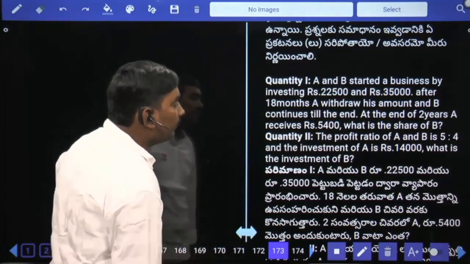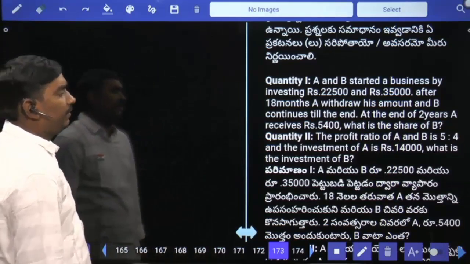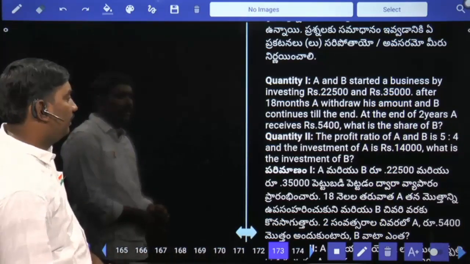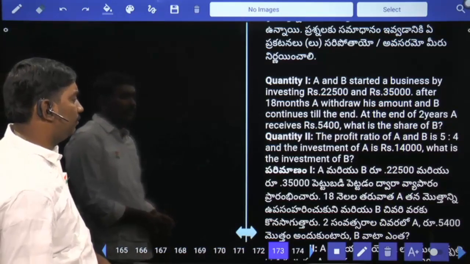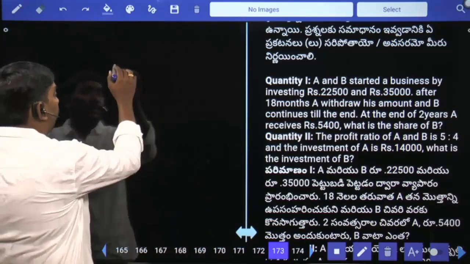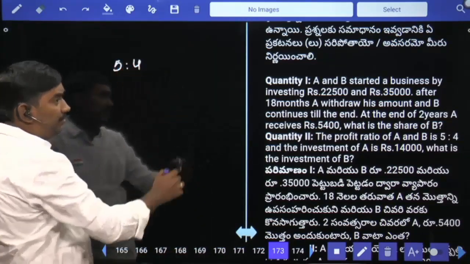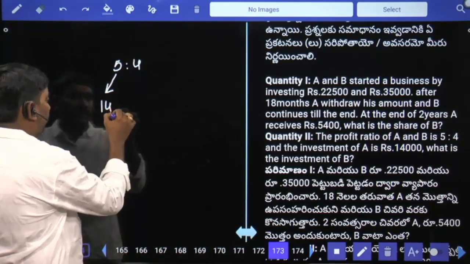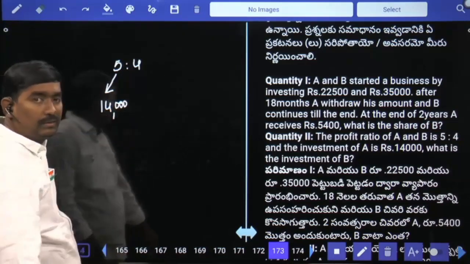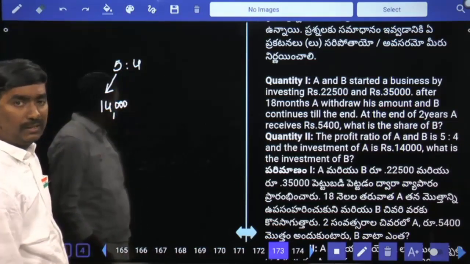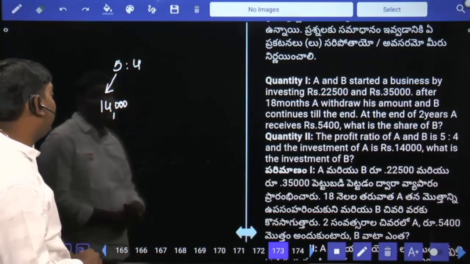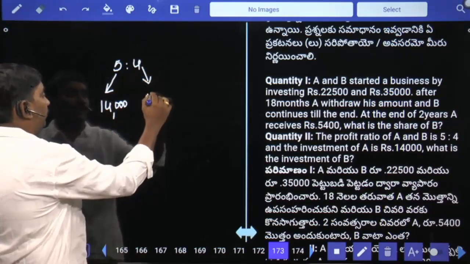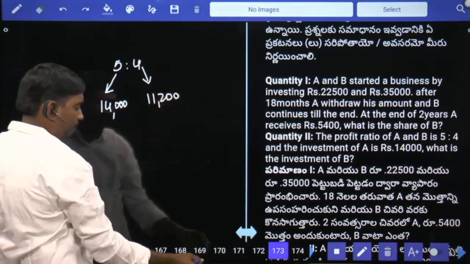Next. The profit ratio of A and B is given as 5:4 and the investment of A is 14,000. What is the investment of B? Profit ratio is nothing but investment ratio only. Investment of A is given as 14,000. 5 parts value 14,000, so 1 part value 2,800. Then 4 parts value 11,200. Quantity 1 is equal to quantity 2.